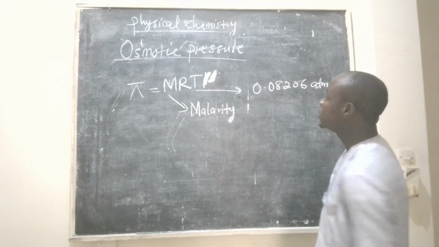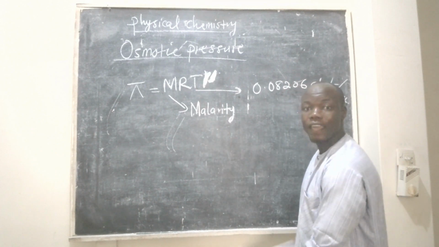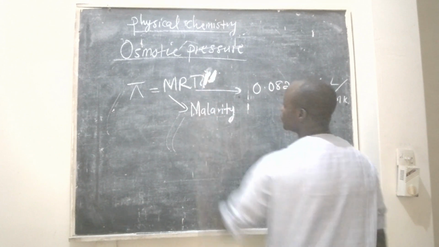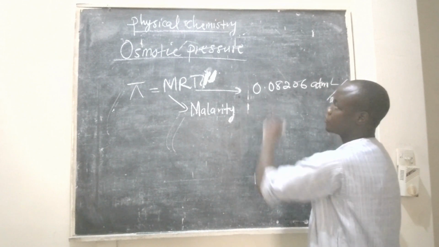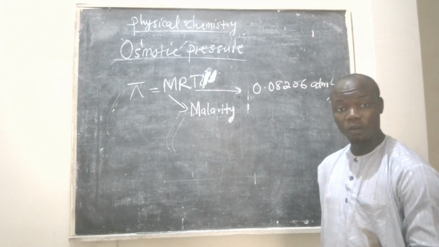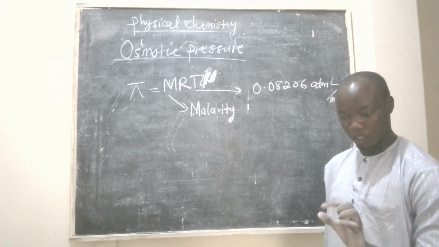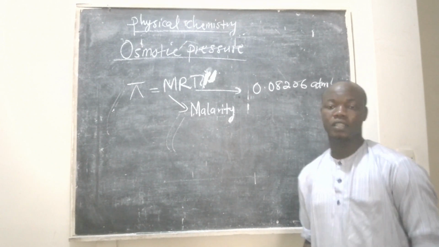This T stands for temperature, and we have i here. The i here stands for the van 't Hoff factor. So this is for osmotic pressure. Ladies and gentlemen, we are just going to look at some examples and exercises, and then you try them. I will solve two, and then you try and solve the others.